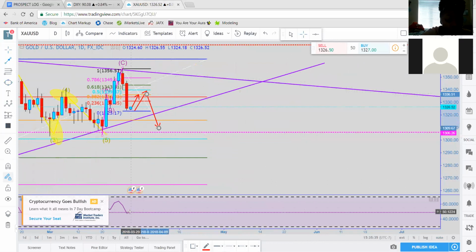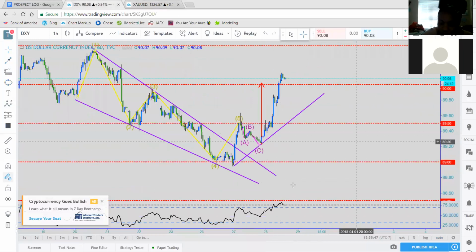Why? Because the RSI on the daily has it in a pullback zone. It could very well hit the 23.6 and then continue to drop. We don't know how far it's going to drop yet, so we're going to continue looking at it.